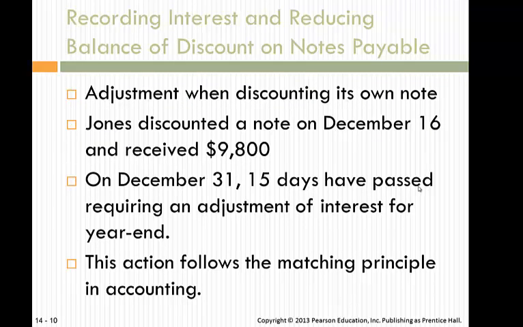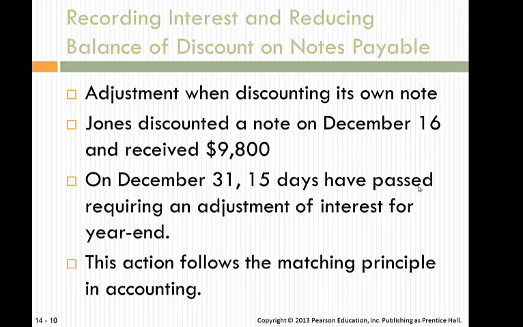Now let's look at adjusting entries when a business discounts its own note. This is described in the textbook at the bottom of page 535 with a paragraph that starts with the words, "the last adjustment." And that's 535. It's very easy to miss in this textbook, so I want you to please take a look at that.